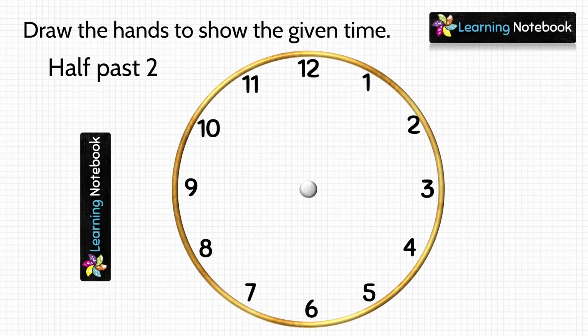Now in the next question, time is given as 2:30. So this means the hour hand is between 2 and 3. So this is our hour hand. Now we have to represent how many minutes? 30 minutes. So minute hand is at 6. So this is how we have drawn the two hands to show the time as 2:30.